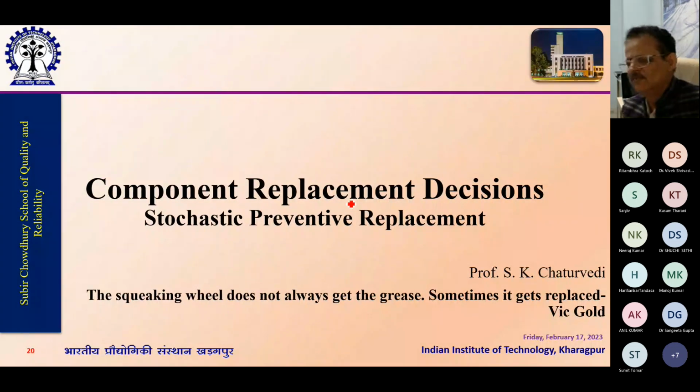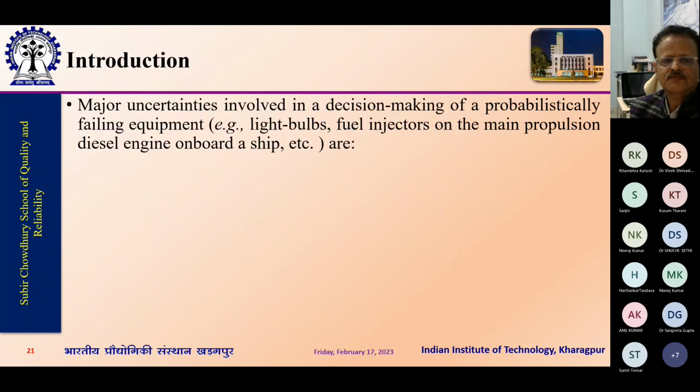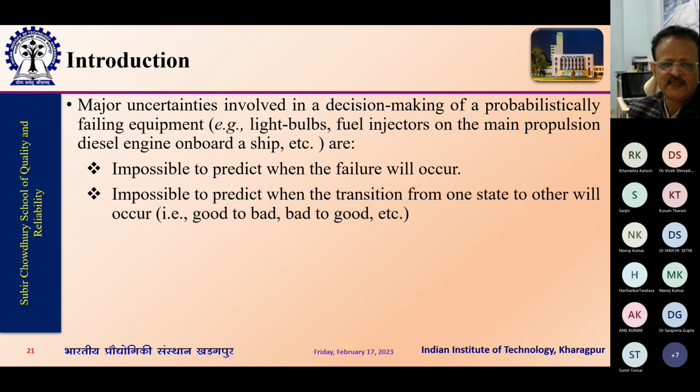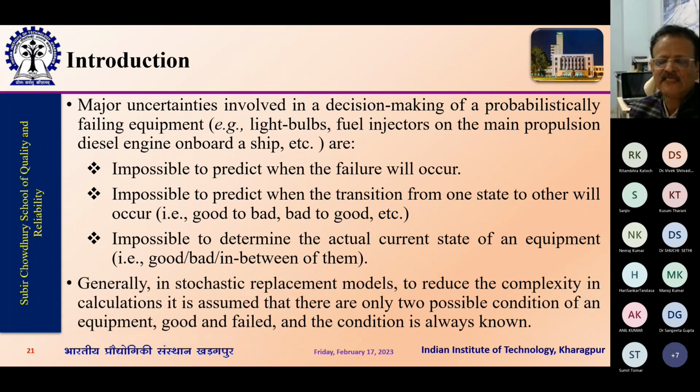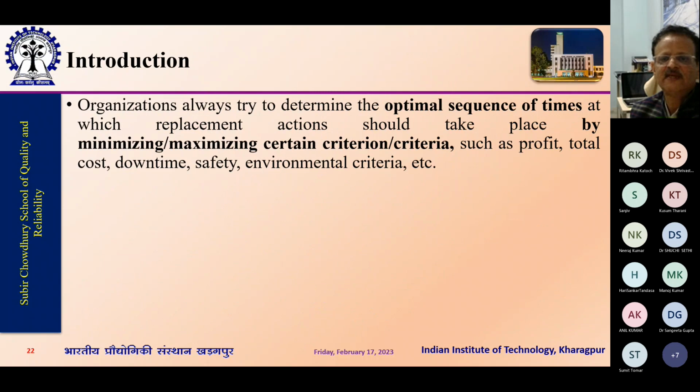So that is one example just chosen for the deterministic case, but most often we are not dealing with the deterministic replacement model. We go for the stochastic preventive replacement model. Okay. So with the uncertainty, I have already stated that it is impossible to predict when the failure is going to occur, the transition from the good state to the bad state or any other state which is not desirable. Impossible to determine the actual current state of the equipment unless a certain maintenance action such as inspection or assessment of certain parameters is done and so on. And that's why we take a binary state model, right?